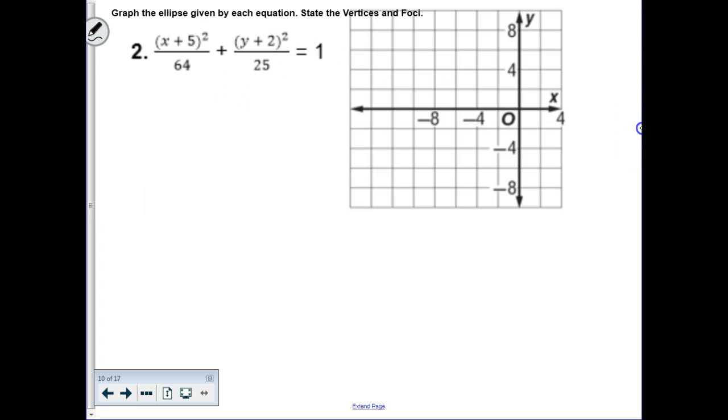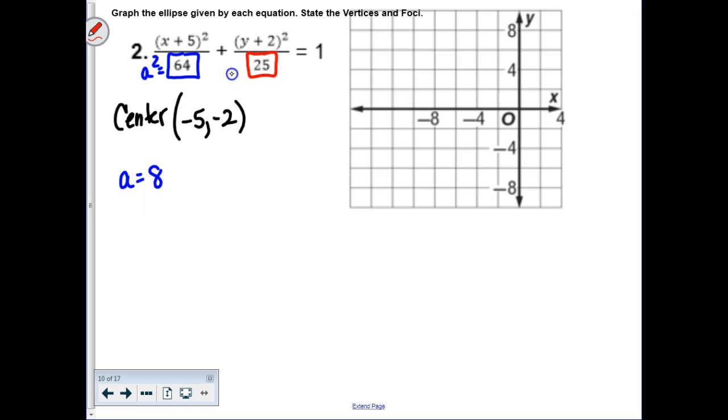So we have a center located at, remember, built-in negatives, -5, -2, always at h, k. And then we have our major axes, which can be found by figuring out this value. This is your a squared. So your value for a is 8 units. And this guy is going to help you find your minor axes. That's b squared. So your value for b would be the square root of that, so 5.